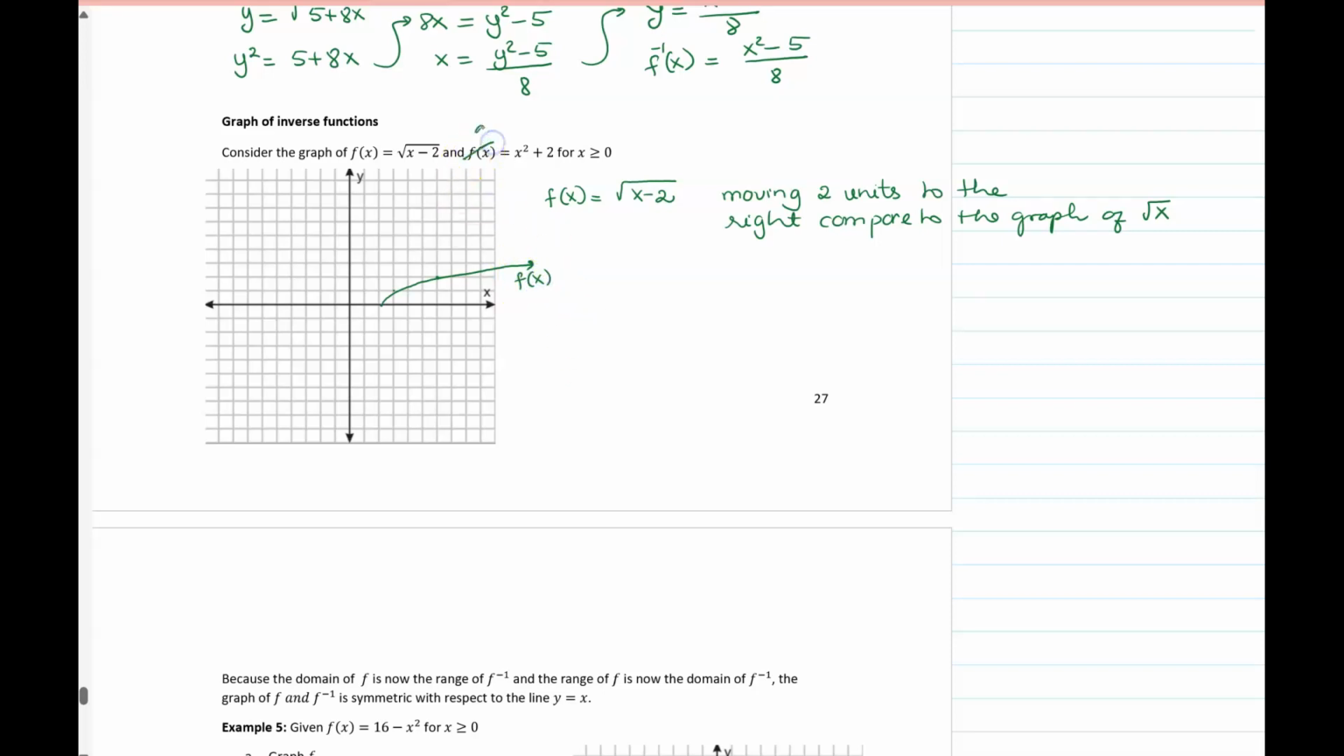So the next one is g of x equal to x squared plus 2. So this is moving 2 units up compared to the graph of x squared. And here we want x to be greater than or equal to 0. So this is what the graph looks like.